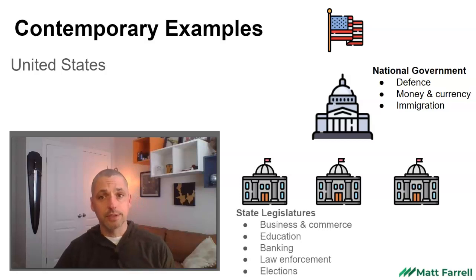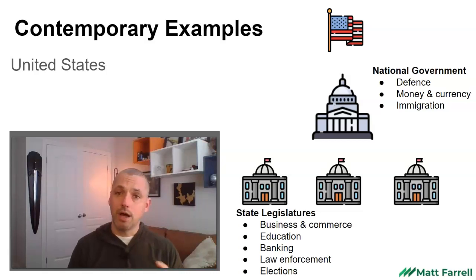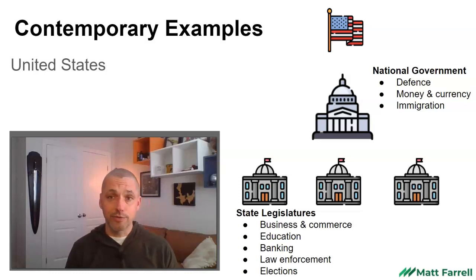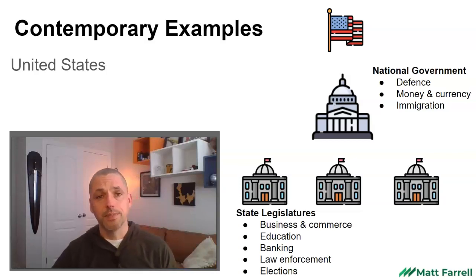The state governments, by comparison, have a lot of power. Business and commerce, the education system, they regulate and charter banks in each state. Law enforcement, there's about 18,000 law enforcement agencies in the United States, most of them at the state level. And then elections as well. Elections are conducted differently in each state.